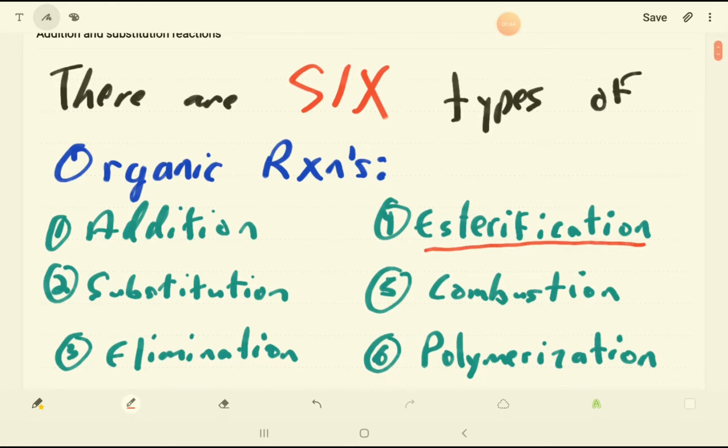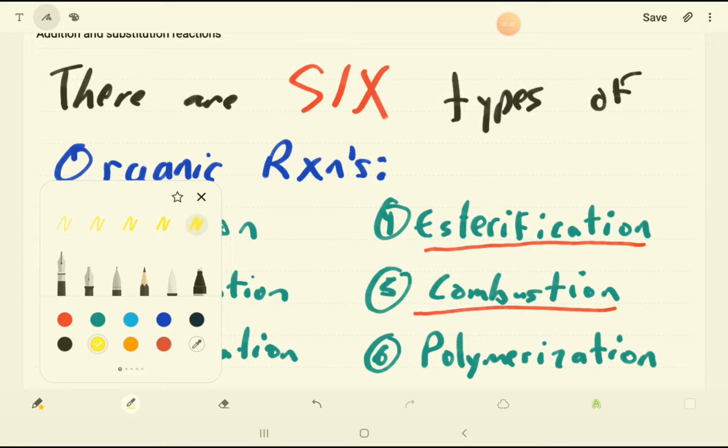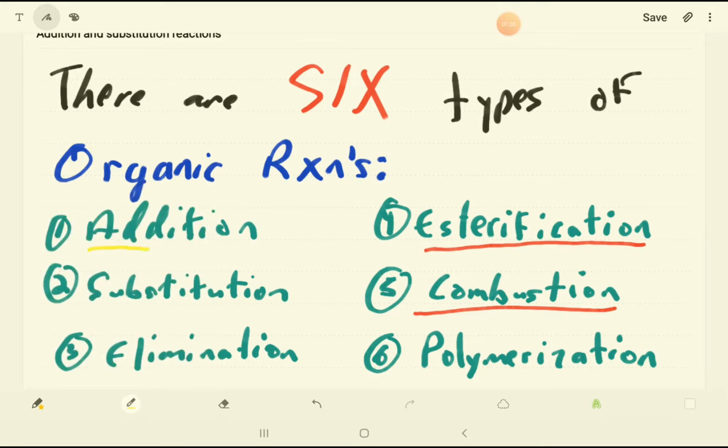Okay, you've also done this one in grades 10 and 11, right? We know that it's any organic compound burnt with oxygen gives you carbon dioxide and water. These other 4 are what are quite unfamiliar to us. So today, in this video, we're going to cover addition reactions and substitution reactions.